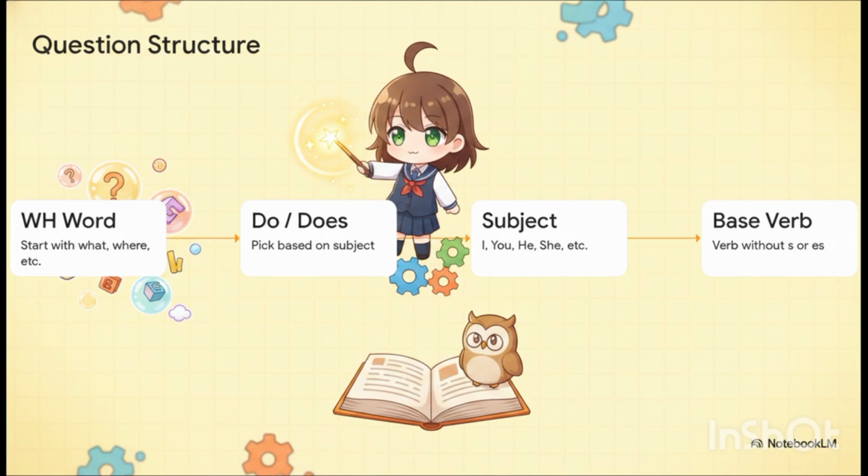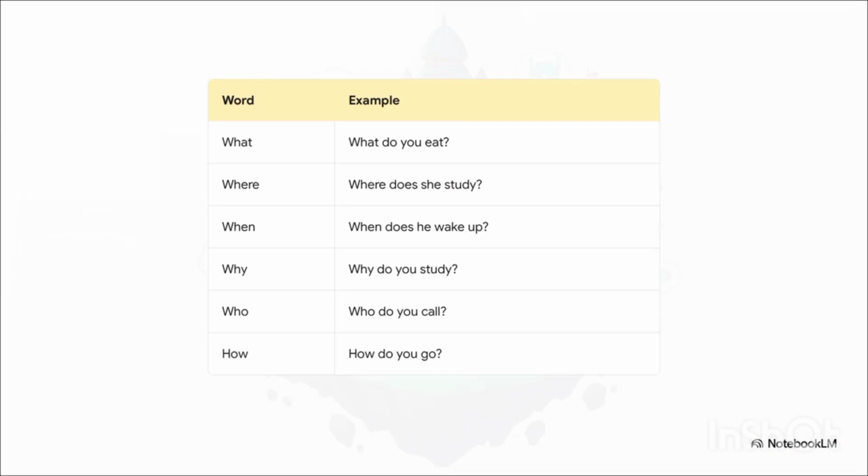Step 1, place your WH word first. Step 2, add do or does depending on your subject. Step 3, insert the subject itself. And step 4, finish with your base verb. That's it. If you just plug your words into this exact sequence, you are going to build a grammatically flawless question every single time. Let's see that exact formula rapidly applied to some real-life conversational examples from our source text.